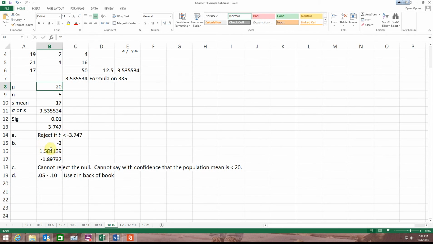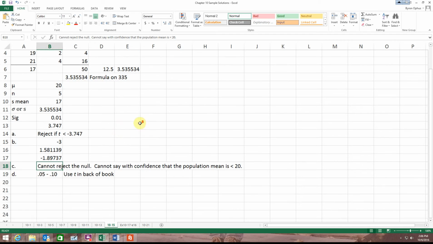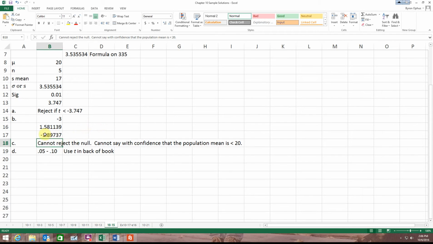I'm not going to bore you with the math again because we've done that several times before. But my top part then is minus 3. My standard error of the mean is 1.58. And so then I simply say that it's equal to that one divided by that one, and I get minus 1.89. Okay, so is it lower? Minus 1.89 is not lower, it's greater than that. So I cannot reject the null. I cannot say with confidence that the population mean is less than 20.